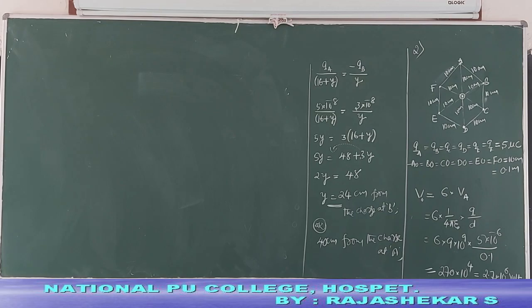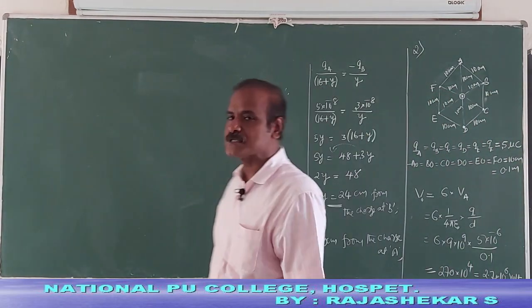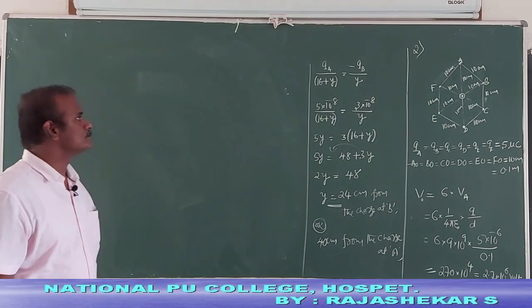Well friends, the next question is: 2 charges, 2 microcoulomb and minus 2 microcoulomb, are placed at points A and B, 6 centimeter apart. Identify the equipotential surface. What is the direction of electric field at every point on the surface? 2 microcoulomb and minus 2 microcoulomb given, means they are equal and opposite charges. Therefore, it forms an electric dipole.